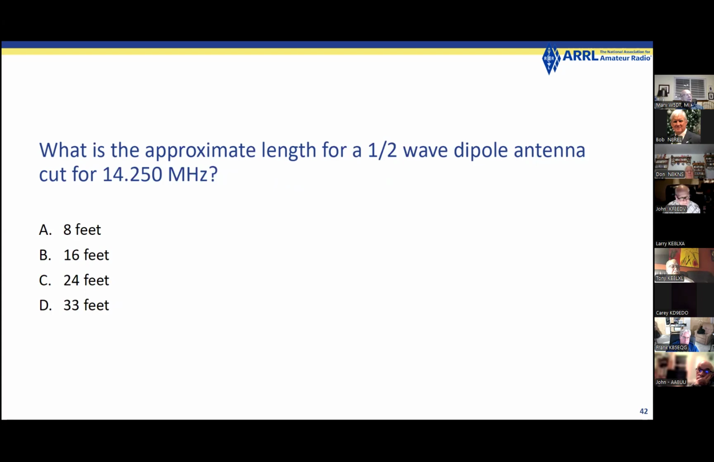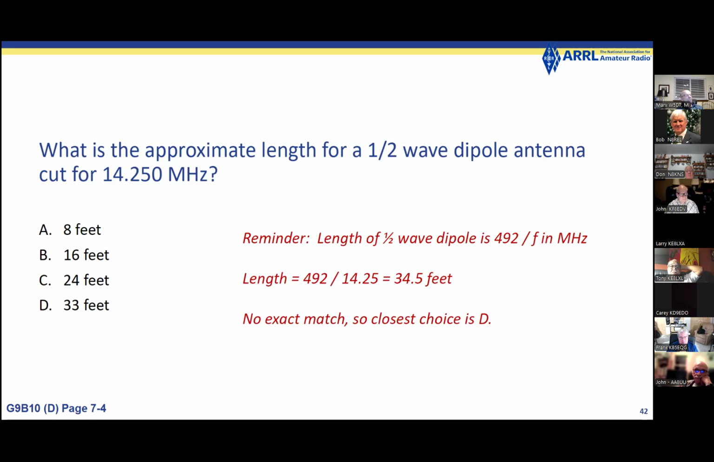What is the approximate length for a half-wave dipole cut for 14.250? 33 feet. Actually, the answer is 32 point something. Yeah, 33 feet. It's 492.